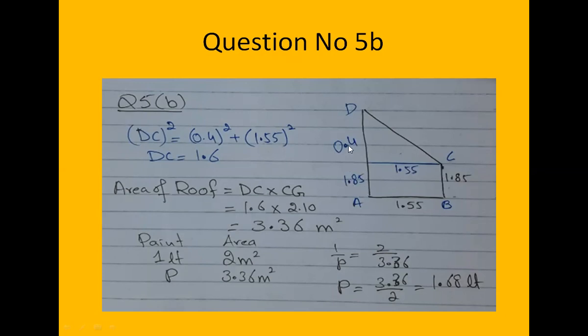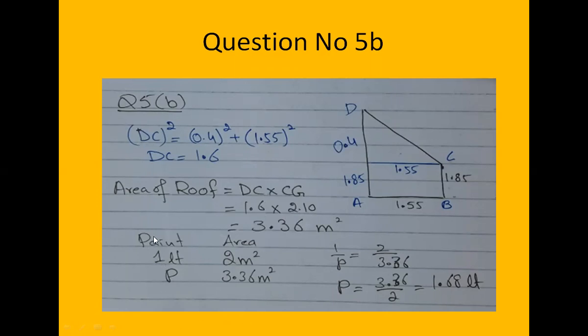So from 2.25, that dimension was 2 point something, and from there you subtract 1.85, you get 0.4. And so in this right angle triangle, apply the Pythagoras on these two to get the value of this hypotenuse. That will be the square root of 0.4 square plus 1.55 square, and that will be 1.6. So now I know the DC length, that is 1.6. The area of the roof will be DC multiplied CG. DC is 1.6 multiplied 2.10, and that will be 3.36 meters square.